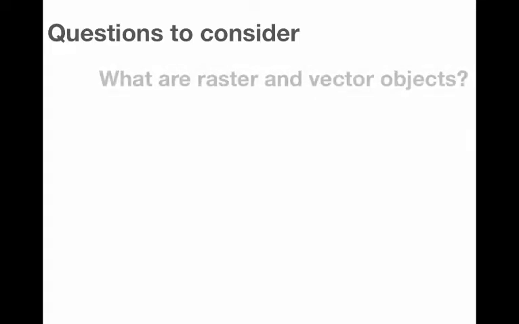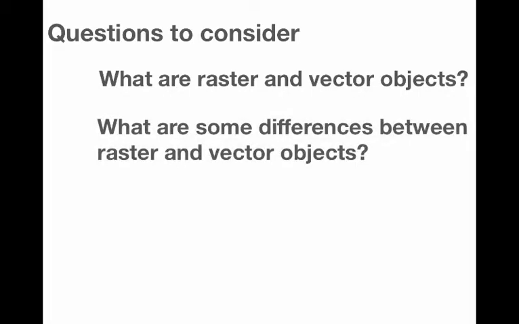After listening to this tutorial, I do have two questions for you to think about. The first one is, what are raster and vector objects? And what are some differences between raster and vector objects?